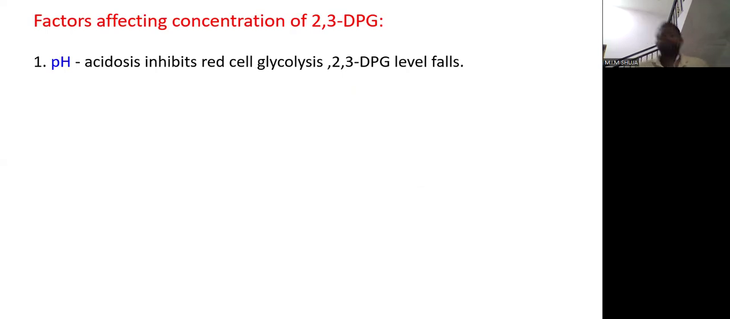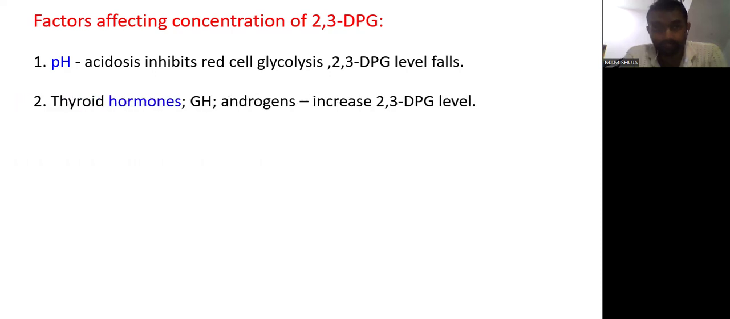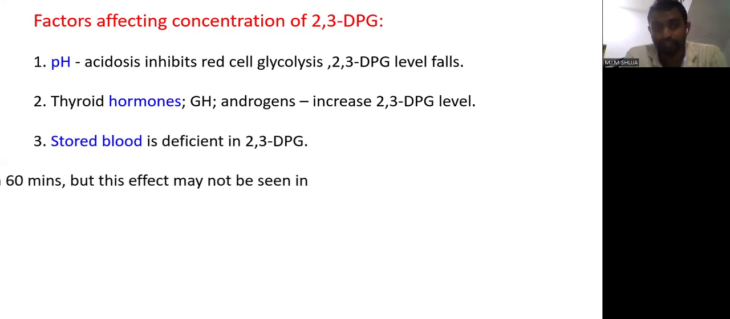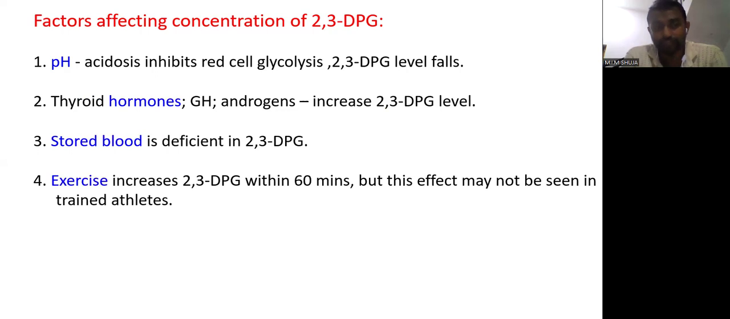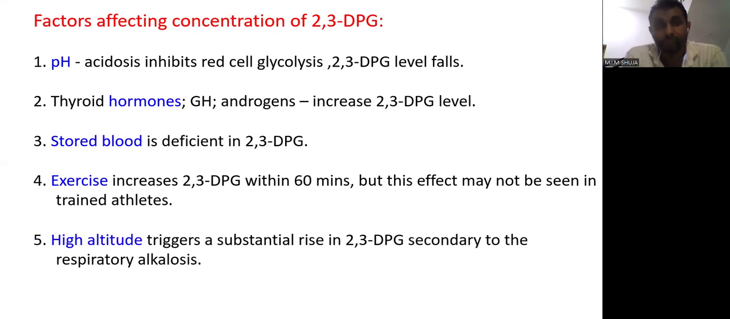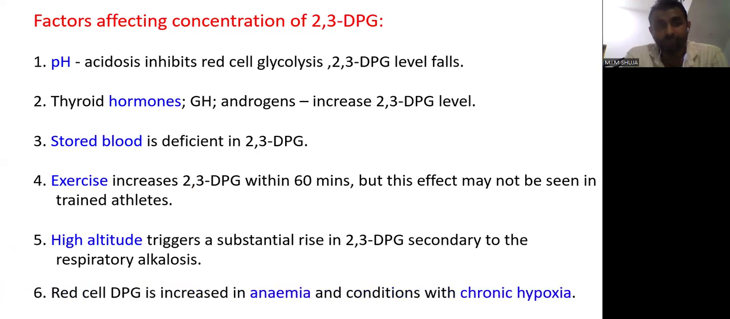And here are a few factors affecting concentration of 2,3-DPG. pH: acidosis reduces the 2,3-DPG level. Thyroid hormones and growth hormones increase it. Stored blood is deficient in 2,3-DPG. Exercise increases 2,3-DPG, but that is for 60 minutes. High altitude increases 2,3-DPG. And in anemia and hypoxia, you will get an increased level of 2,3-DPG.